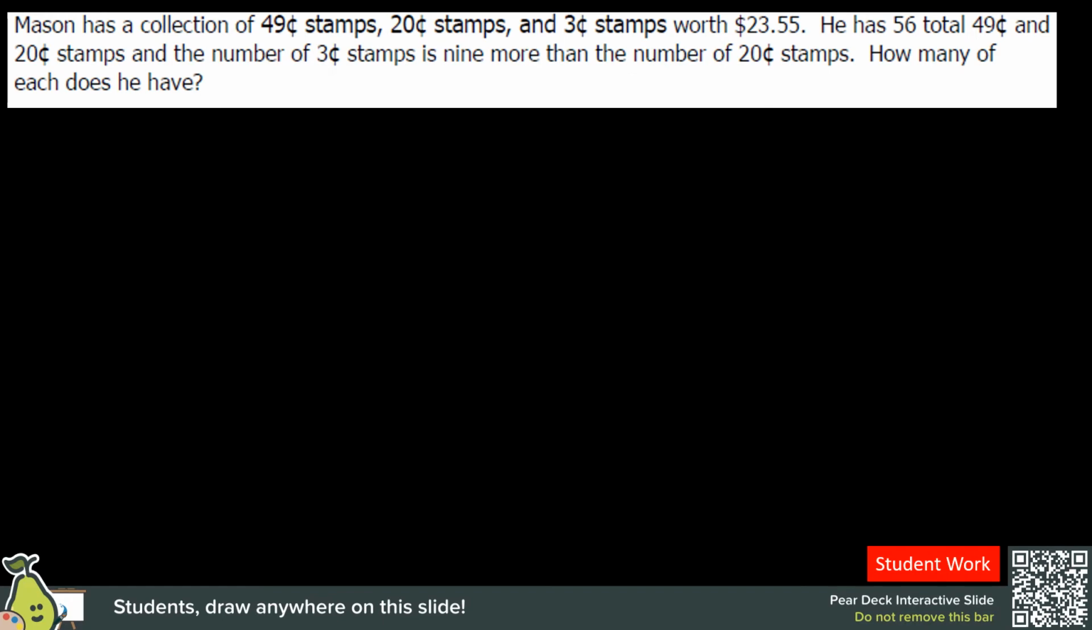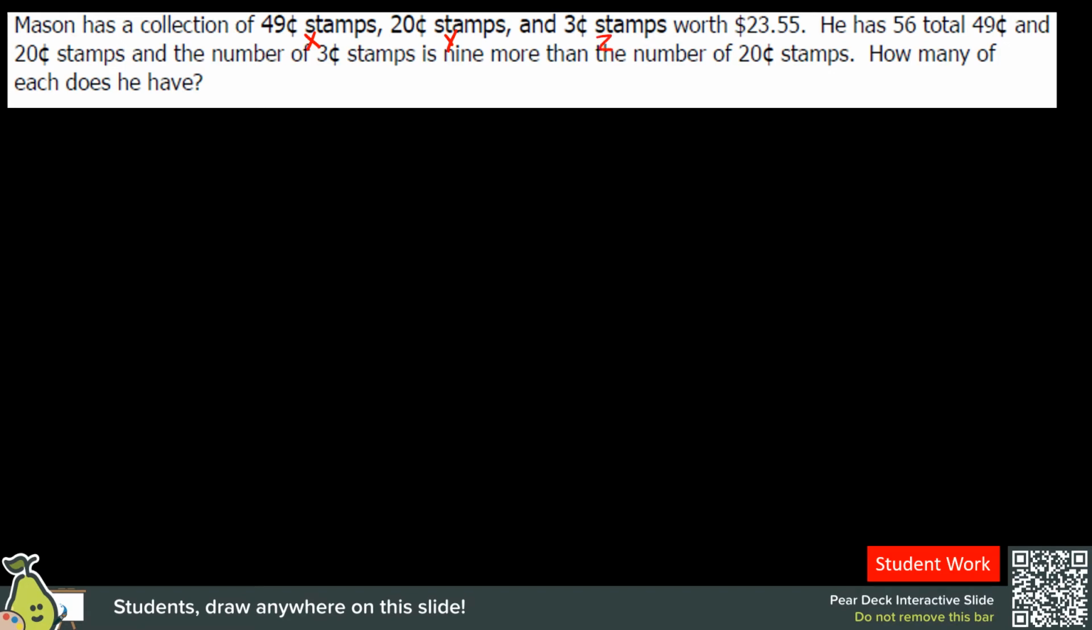So here on this problem, I do want you guys to come up with your equations. It says here Mason has a collection of 49-cent stamps, 20-cent stamps, and 3-cent stamps worth $23.55. He has 56 49-cent stamps and 20-cent stamps, and the number of 3-cent stamps is 9 more than the number of 20-cent stamps. How many of each does he have? Okay, so let me help you a little bit with this. We're already going to start labeling these. He has 49-cent stamps, which are X, 20-cent stamps, which will be our Y, and 3-cent stamps, which is our Z.